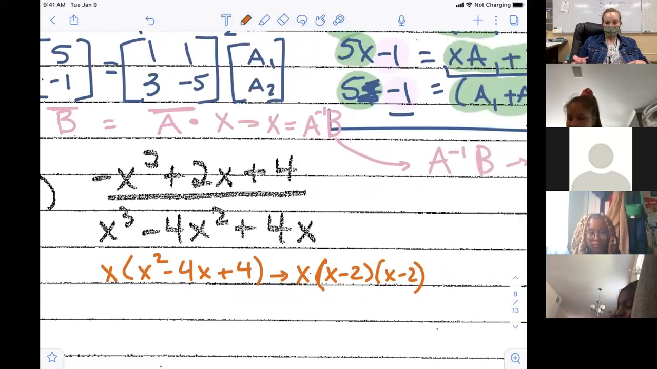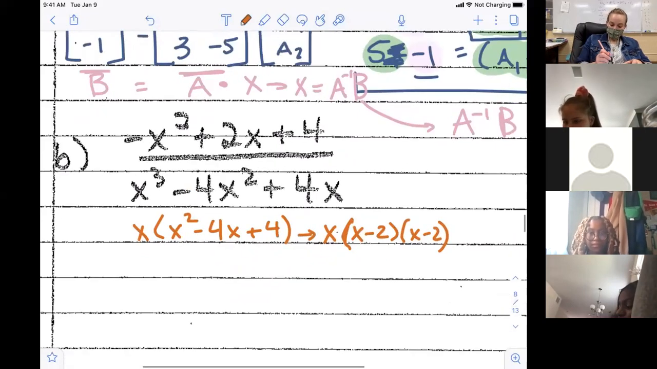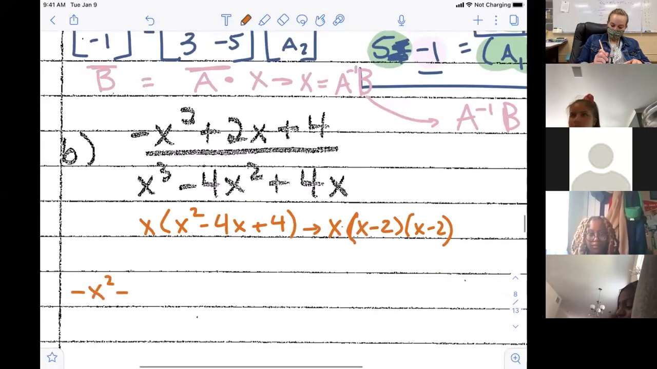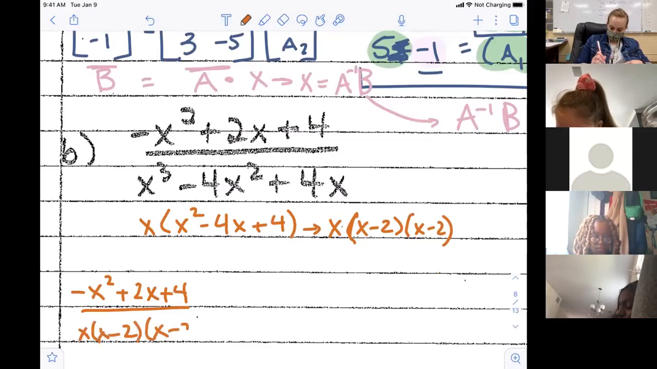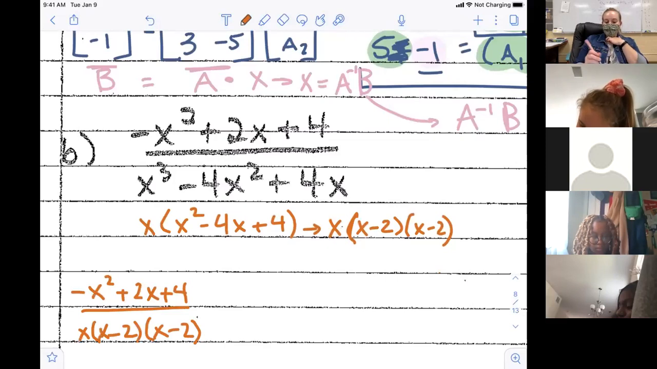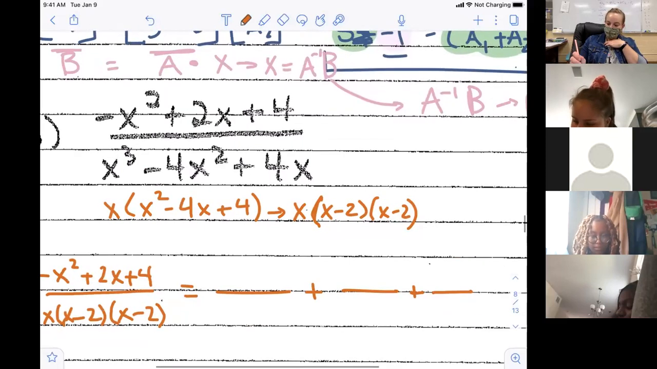All right, awesome. Okay, so this is my new denominator. So I've got negative x squared plus 2x plus 4, all of that over x, x minus 2, x minus 2. I'm going to separate it into 3 parts. Now, this didn't feel like common sense to me, so I'm going to explain it kind of slowly.